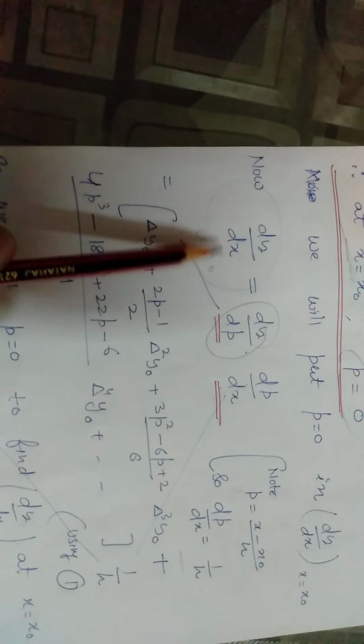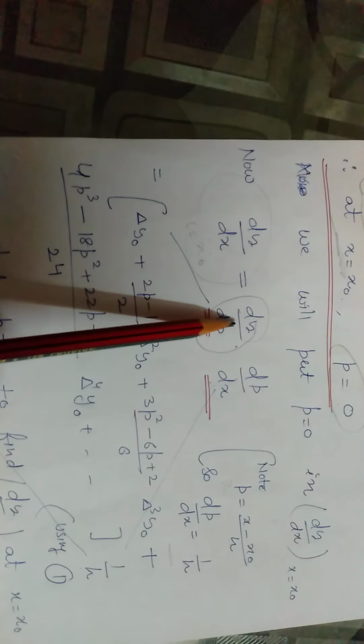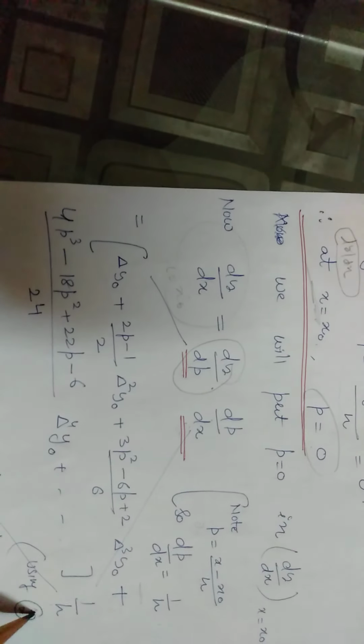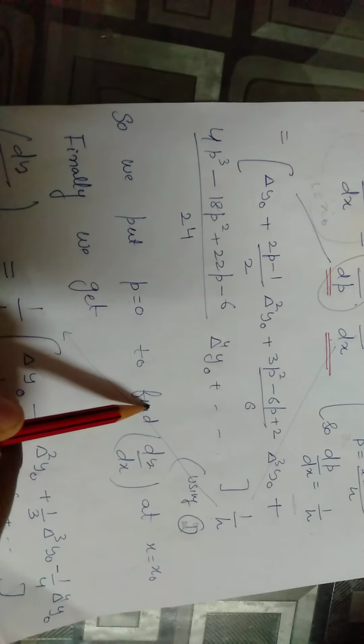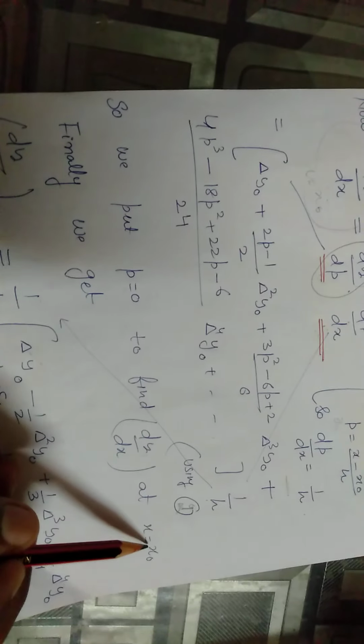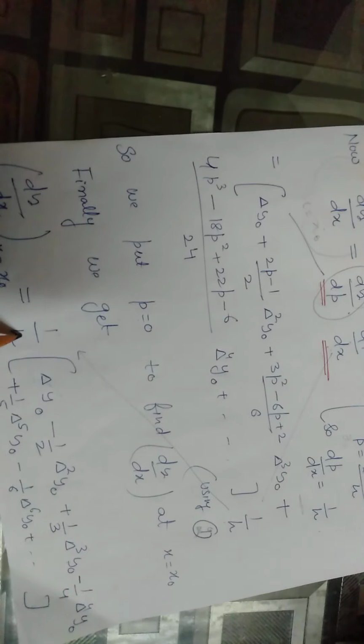So what is our dy by dx now? We have the value of dp by dx as 1 by h, and now we will substitute this dy by dp from the previous equation 2. Okay, we are using here equation 2, not equation 1, equation 2. So now we will put p is equal to 0 to find dy by dx at x is equal to x naught. Means at x is equal to x naught, to find the derivative, we will put p is equal to 0 in this equation. So this dy by dx at x is equal to x naught is the factor 1 by h.